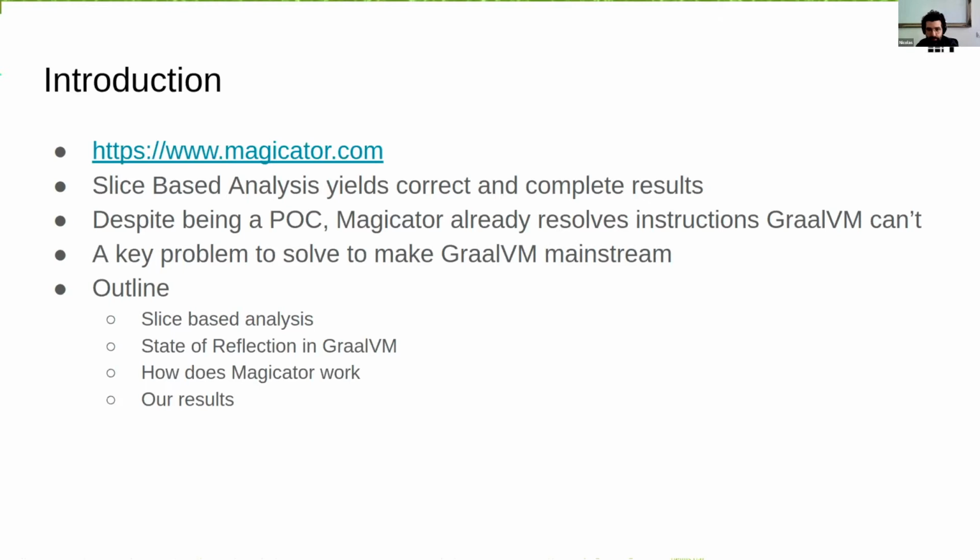And so first, I'm going to explain what kind of analysis we are running. Then we're going to talk about the state of reflection in Graal. Then we'll talk about our tool and how it's working, and then share our results.